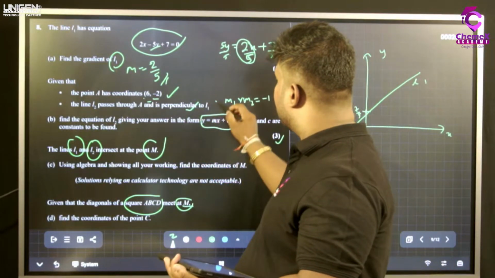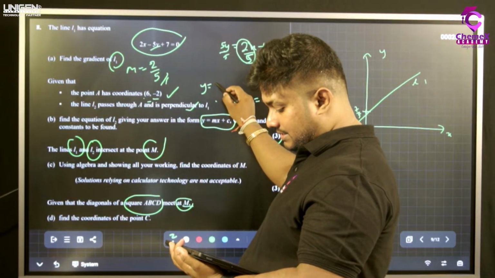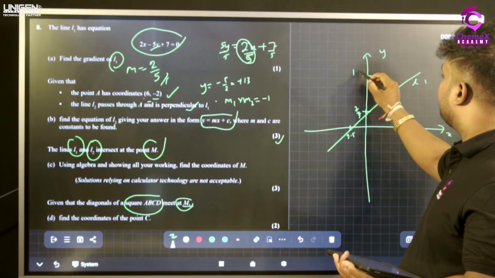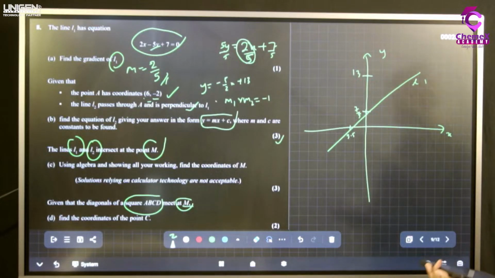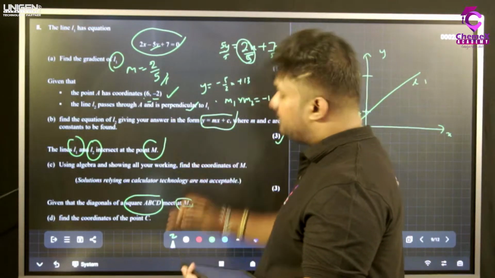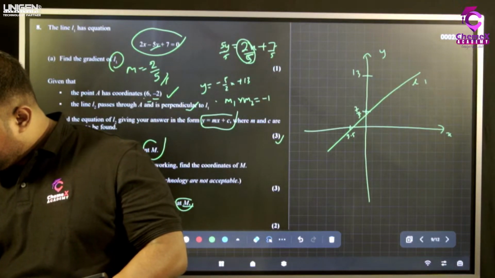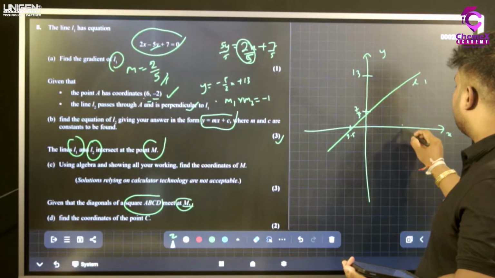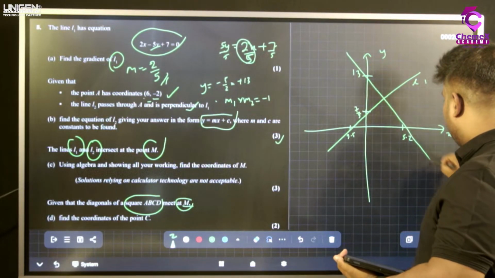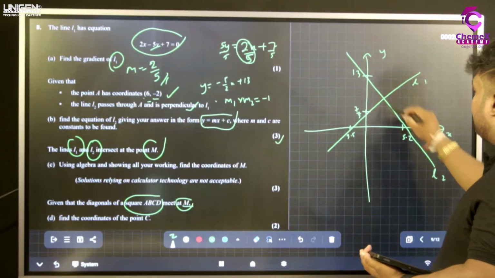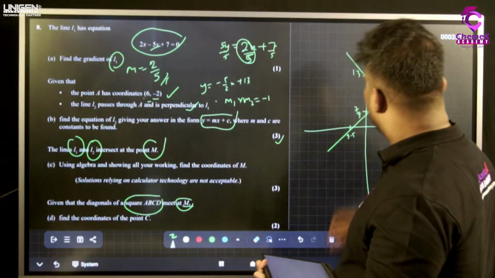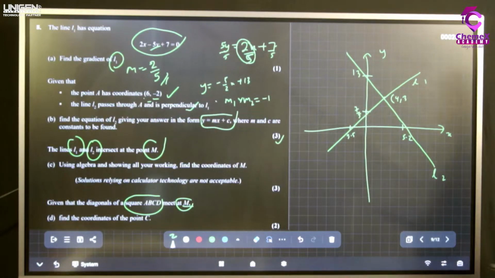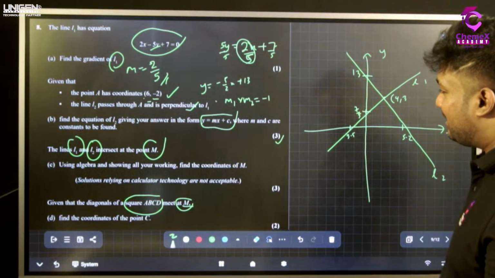We found the equation of L2. What is the L2 equation? y equals minus 5 over 2x plus 13. When x is 0, y is 13, so 13 is here. Next, when y is 0, it's minus 13 divided by minus 2.5. So that's going to be 5.2, somewhere here. So this is the line of L2, and this point is M, that is 4 and 3. Okay, until here you are okay. I just tried everything possible with the two equations.